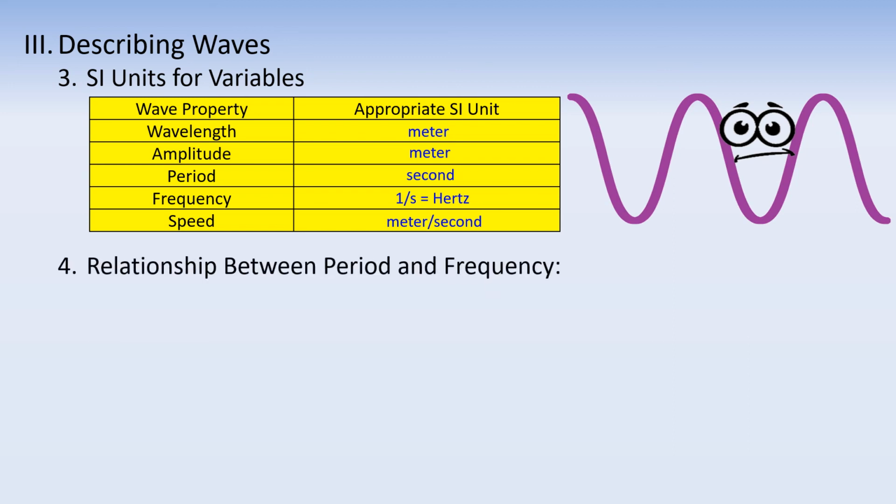Relationship between period and frequency, you should already know this. They're reciprocals of each other. Just want to make a point here that the frequency f is what we call the characteristic frequency, as opposed to omega, which is an angular frequency. And these two frequencies are related to each other by this factor of 2 pi.